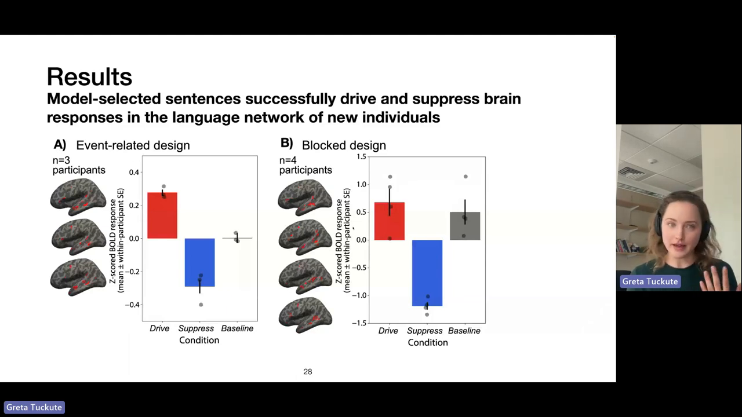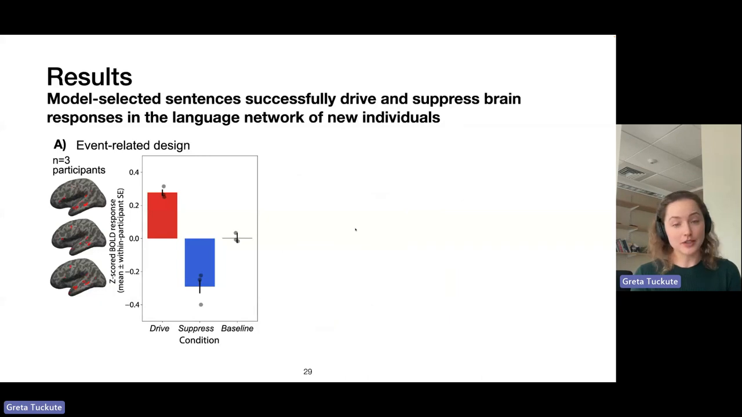And we saw, again, that these drive and suppress sentences are actually able to control the responses in the language network as we had predicted. So this is on the condition level. And now, because we collected responses to individual sentences, we can look at these individual sentence level responses. And by that, we can ask two questions. One is, how accurate was our model at predicting responses to individual sentences? And the second one, what are the individual sentences that elicit the highest or lowest brain responses?